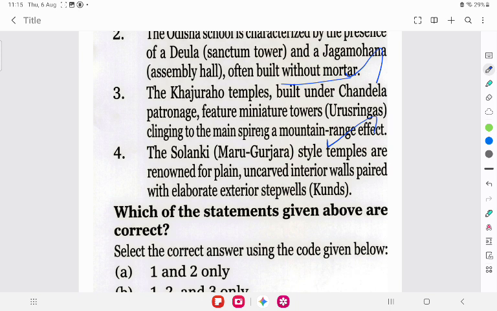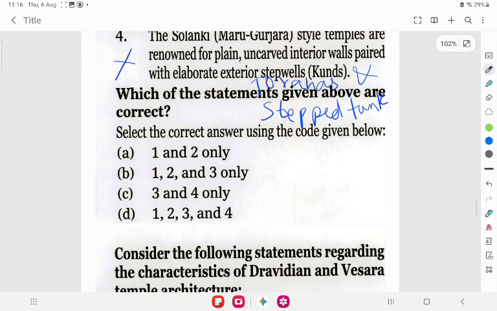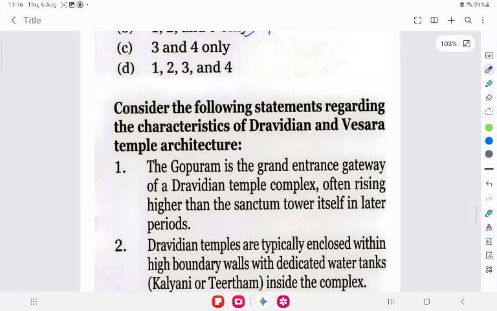The Solanki style temples are renowned for plain uncarved interior walls paired with elaborate exterior stepwells. No, this statement is wrong. They are famous for Toranas and stepped tanks. So this statement is wrong. So the correct answer is 1, 2 and 3 only. Okay, moving on to the next question.